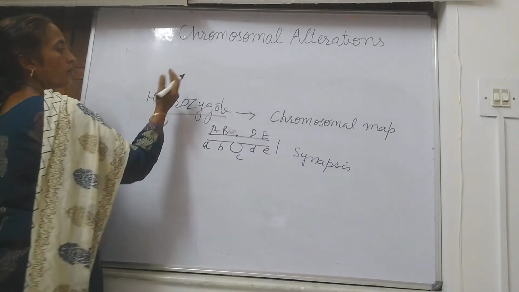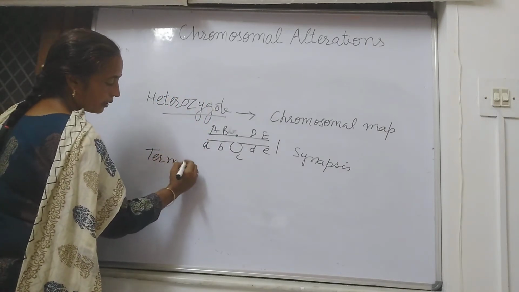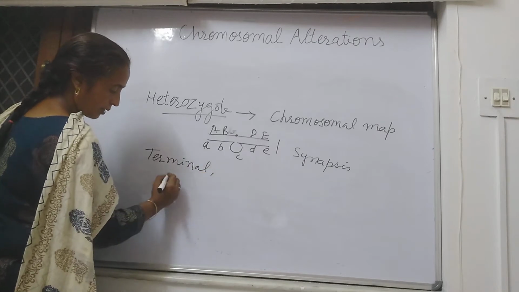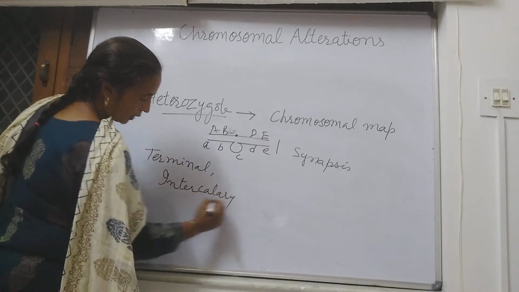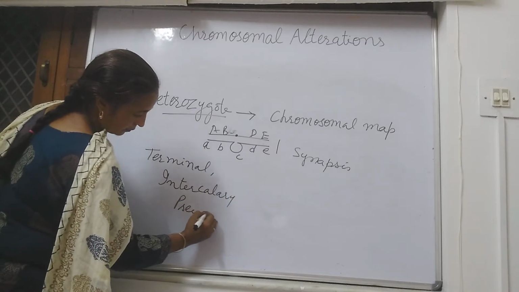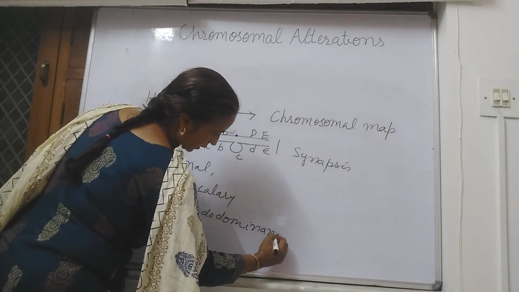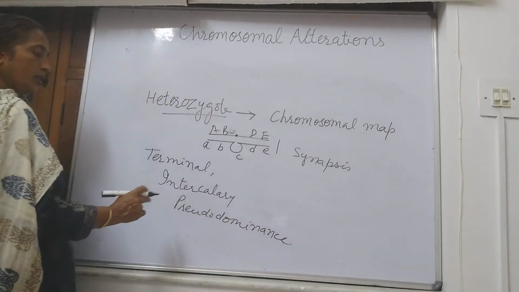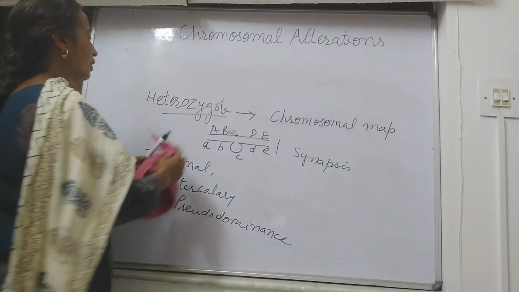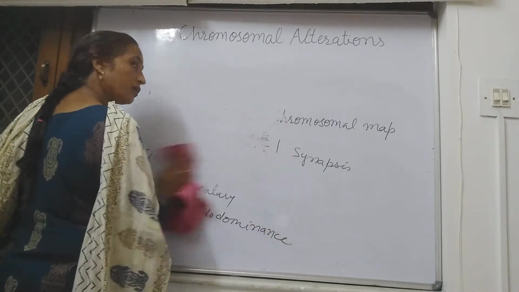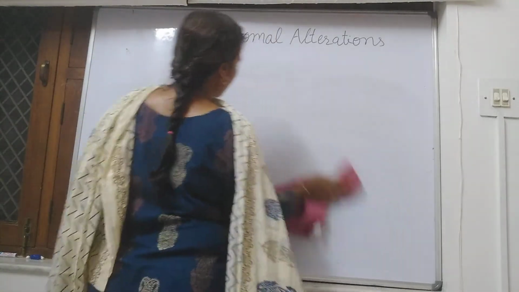So in deletion we have studied terminal deletion, intercalary deletion, what is pseudodominance, what are homozygote in deletion, and what are the heterozygote. Now we will study what is duplication.